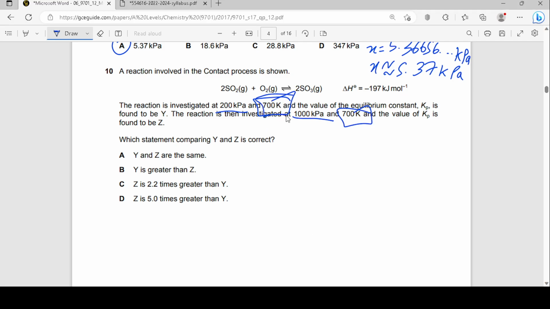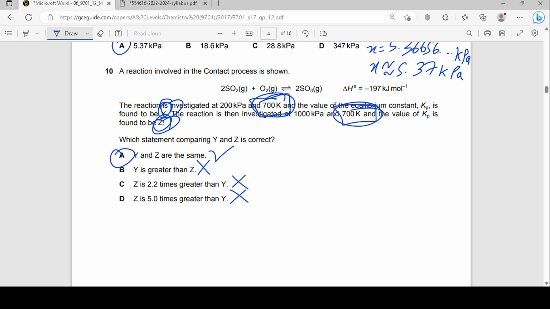So really, the only factor that changes the value of an equilibrium constant is temperature. Because the temperature is the same, 700 kelvin, 700 kelvin, the value of Kp should be the same for both Y and Z. Even though the pressure is changing, Kp will remain the same because Kp is only affected by temperature. Even Kc is only affected by temperature. Equilibrium constants in general are only affected by temperature change, right? So because the temperature is the same, the value of Y and the value of Z should be the same. So B is wrong, C is wrong, D is wrong, A is going to be the right answer because Y and Z are the same.